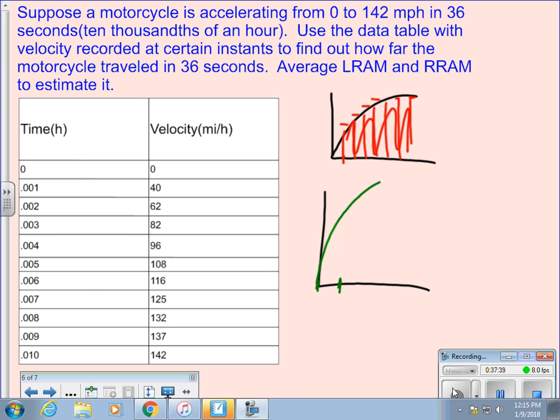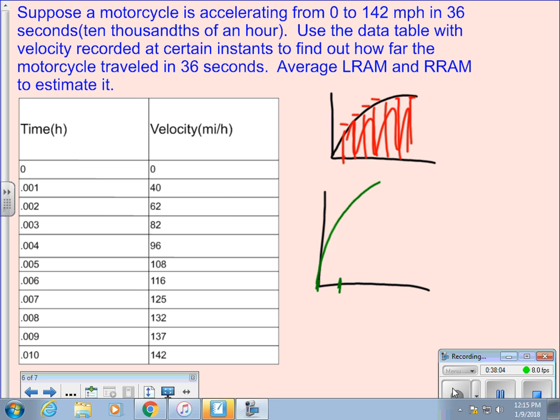It's a curve. It's not a straight line between each point. We're not connecting dots and finding a straight line, so I can't go in a straight line and estimate. I have no middle value, so I can't use MRAM. I can only use left or right because I'm given data, not an equation. My data dictates. Does that make sense? So all I can do is LRAM and RRAM.